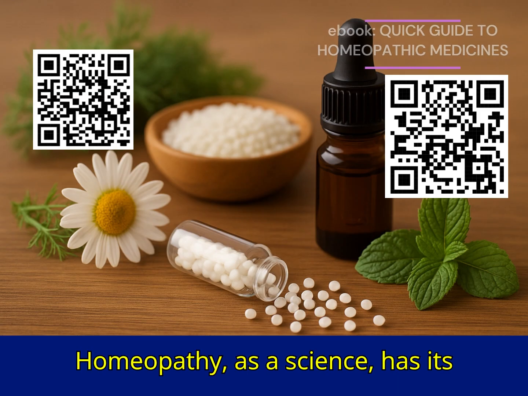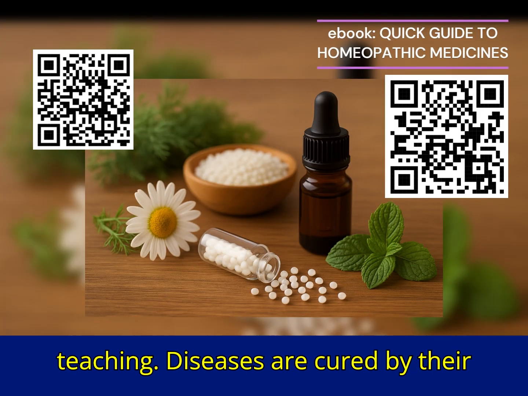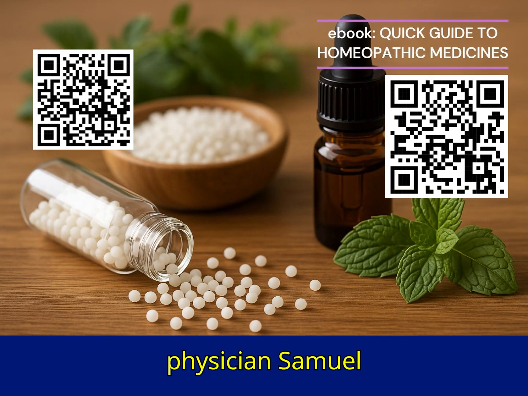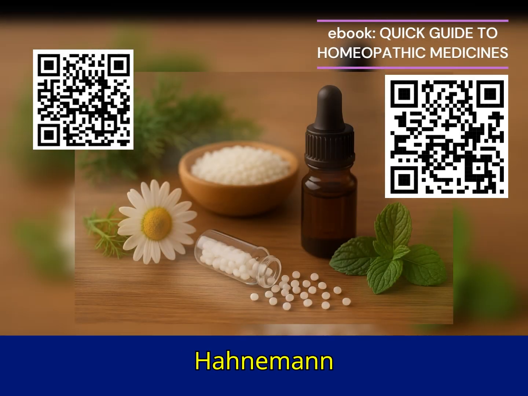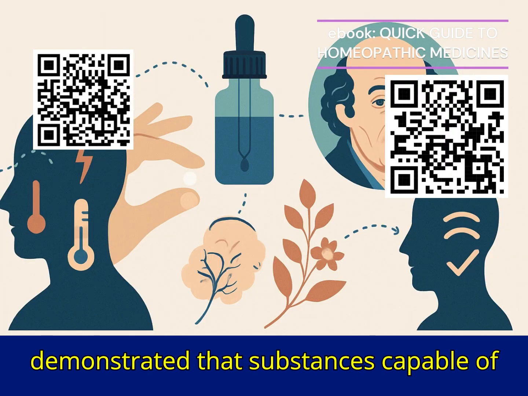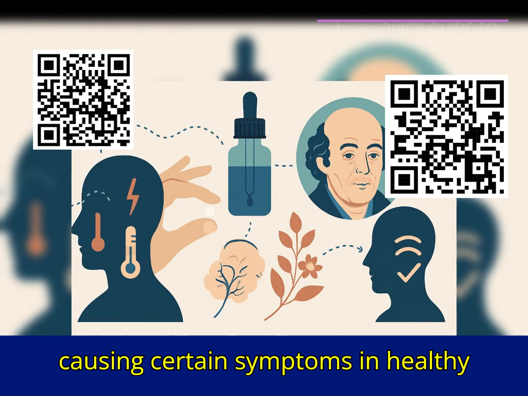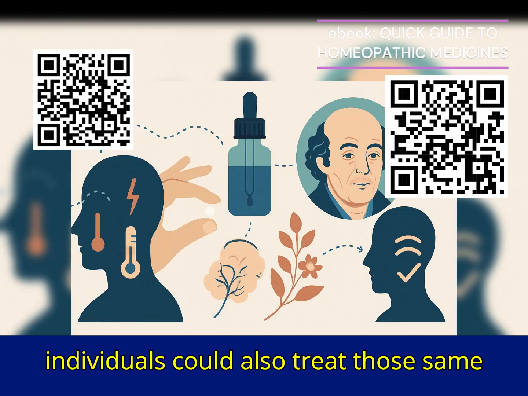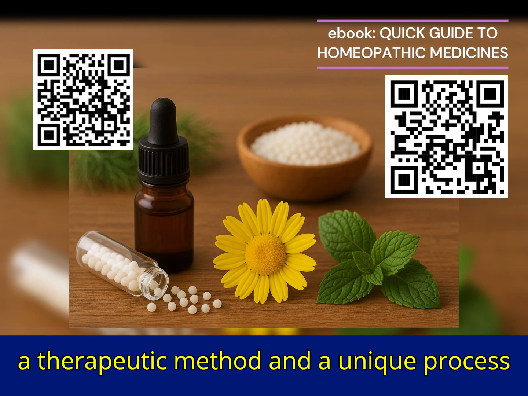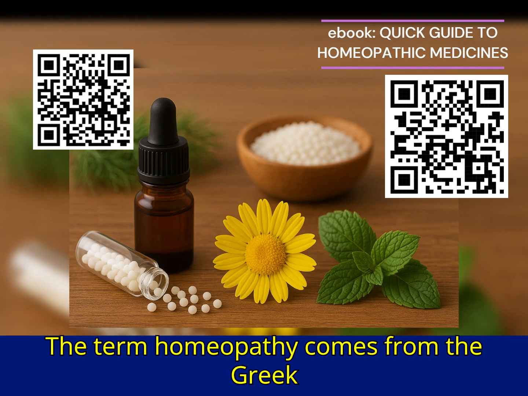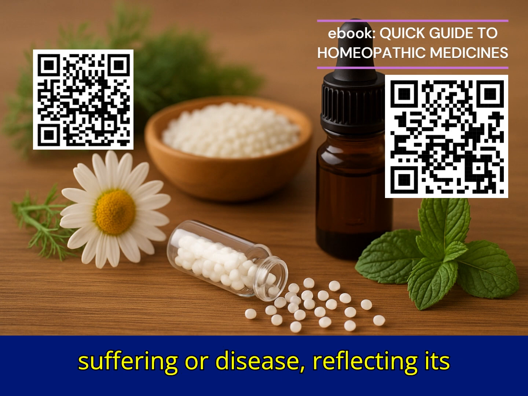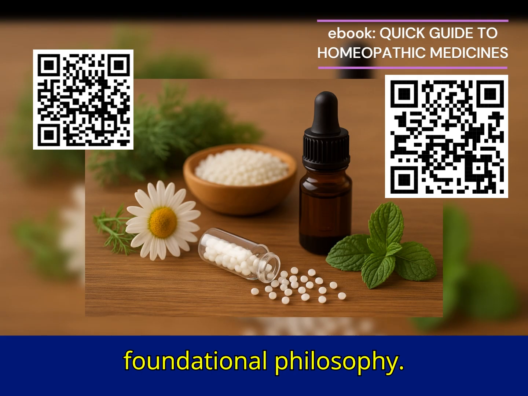Homeopathy, as a science, has its philosophical roots in Hippocrates' teaching. Diseases are cured by their similars. However, it was the German physician Samuel Hahnemann, 1755 to 1843, who systematized the practice. He demonstrated that substances capable of causing certain symptoms in healthy individuals could also treat those same symptoms in the sick. Hahnemann developed a therapeutic method and a unique process for preparing the remedies. The term homeopathy comes from the Greek words homoios, similar, and pathos, suffering or disease, reflecting its foundational philosophy.